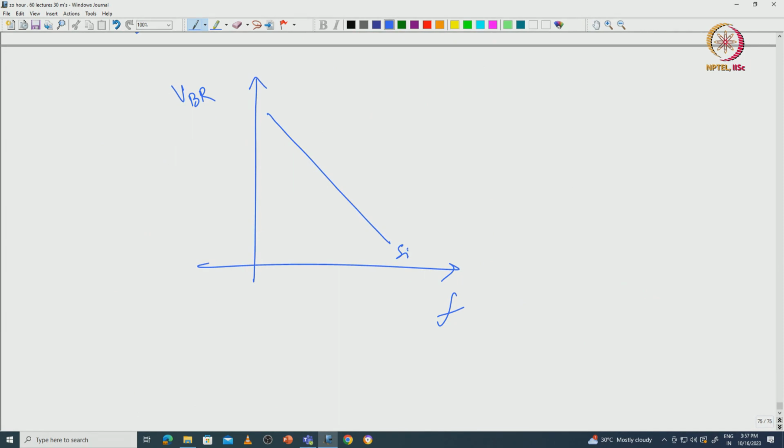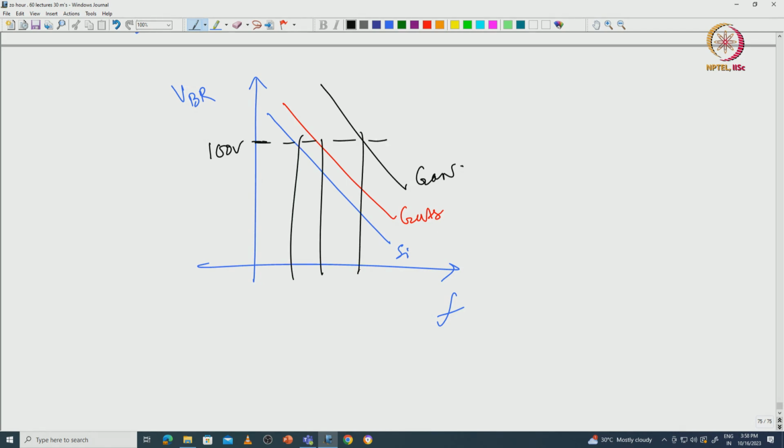If this is your silicon, it depends on the material property, correct, then this is maybe gallium arsenide, correct, and then this is your GaN, which means for the same breakdown voltage, say 100 volt, I am actually going to get much higher cutoff frequency. This is a log plot. I am going to get much higher frequency, or for a given frequency I can go to much higher voltage in GaN, gallium nitride. So, this proves that gallium nitride fundamentally as a material is superior to other dominant technologies used in the RF electronic market, and that is why gallium nitride is very promising.